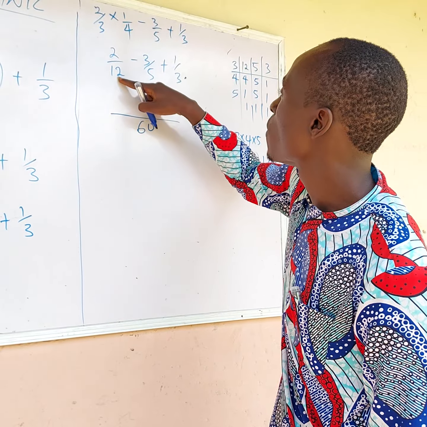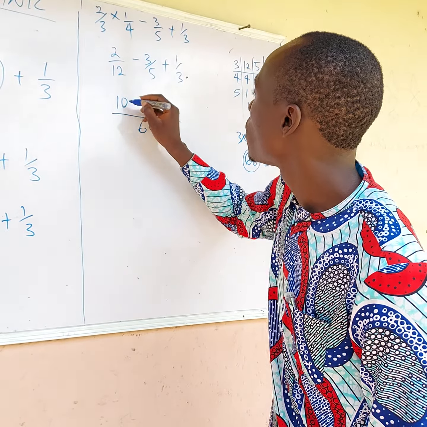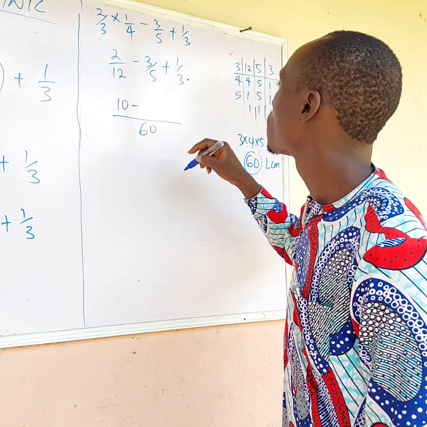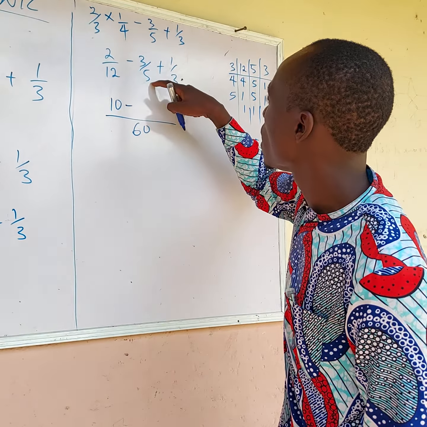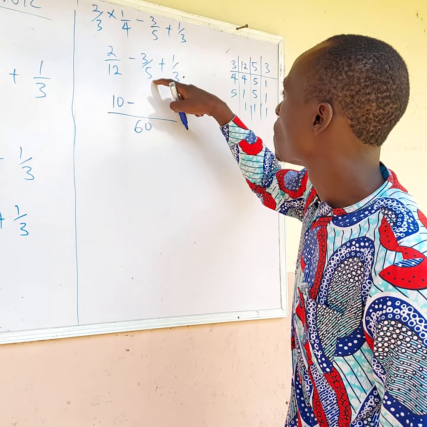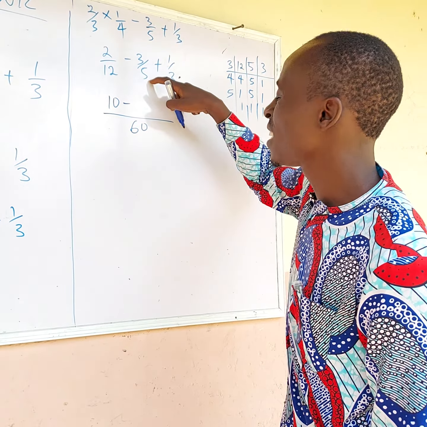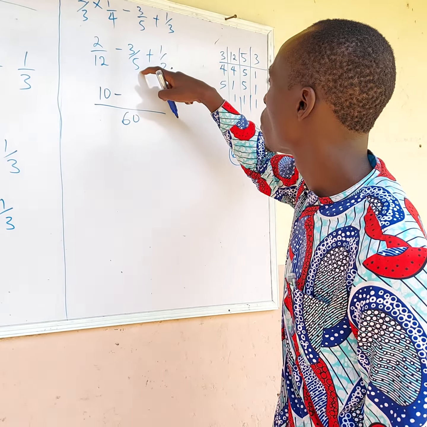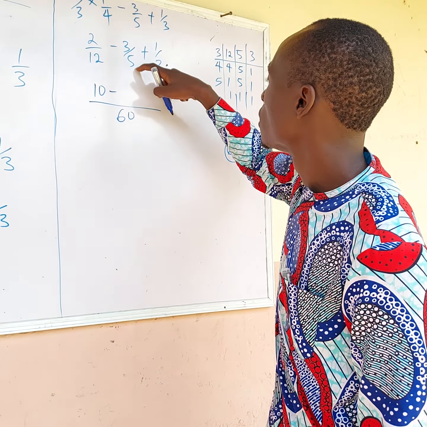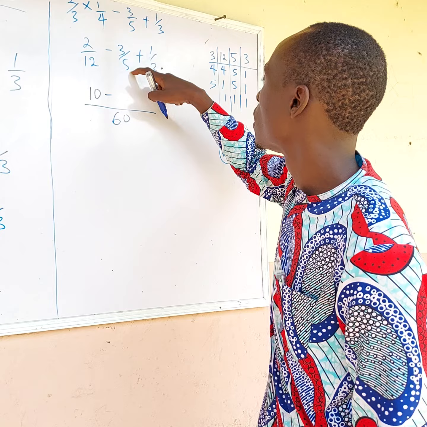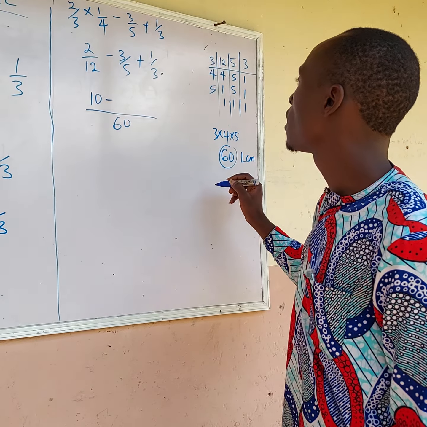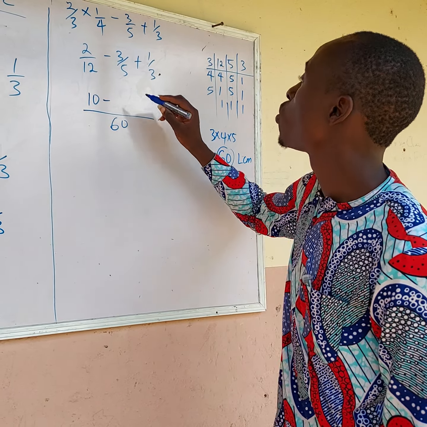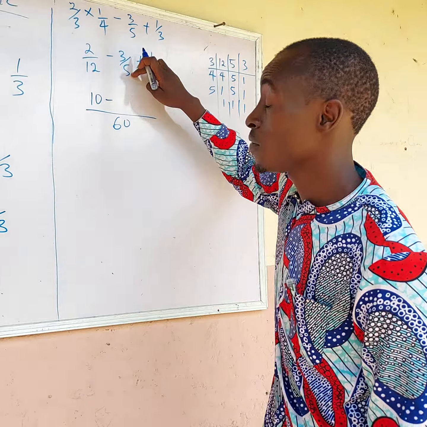60 divided by 12, you have 5. 5 times 2, you have 10. You bring down your negative sign. 60 divided by 5, I think you should have 6, if I am not mistaken. 60 divided by 5, is it 6? No, it's 12. 60 divided by 5 is 12.